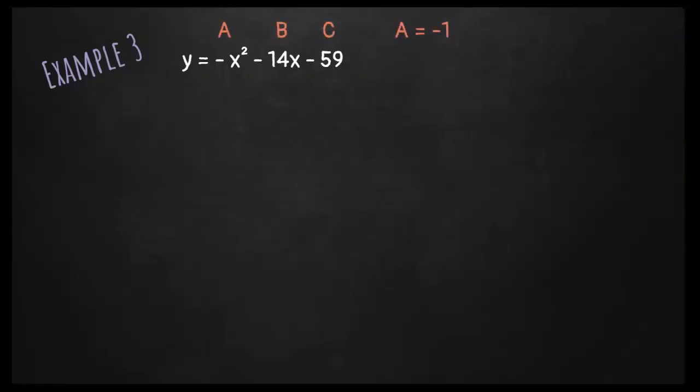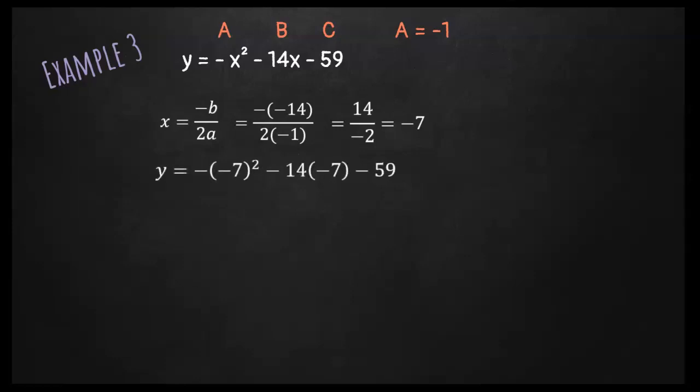Okay, let's identify a, b, and c so we can find our a value. So my a value is -1. Finding the x-coordinate of my vertex, I have an x value of -7. Taking that -7 and plugging it back into my original equation, I'm going to get a value of -10. So my vertex is (-7, -10).